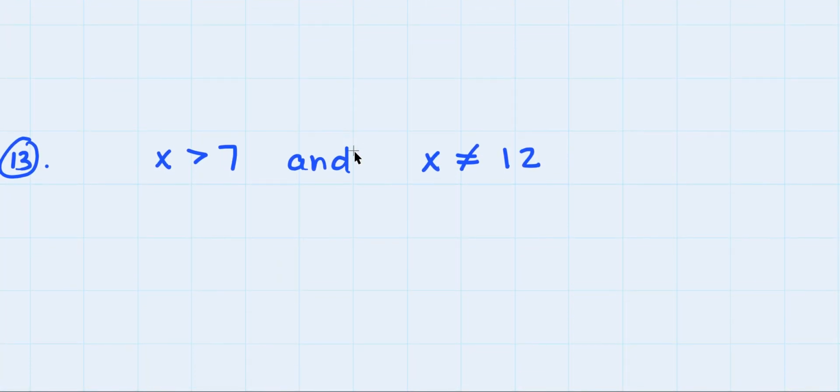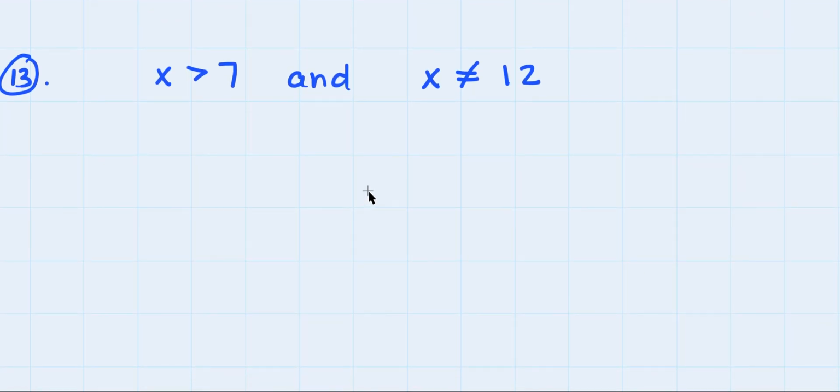Okay, let's try something else. This is a little more complicated. We want x to be greater than 7 and x not equal to 12. So let's write both of these intervals. X greater than 7. That means if it was just this piece here and I didn't have this, I would say this is 7, but without the bracket, it would actually be a parentheses here.